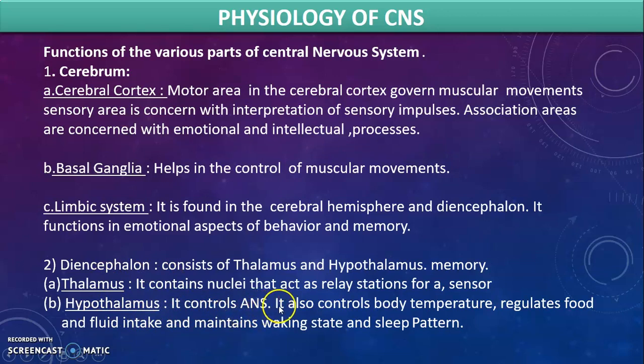It controls the ANS. It also controls the body temperature, regulates food and fluid intake, and maintains the waking state and sleep pattern. All these important functions of our body are carried out through the hypothalamus.